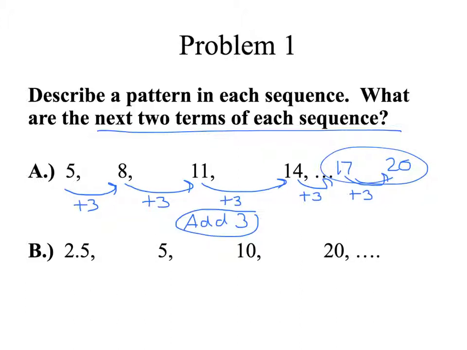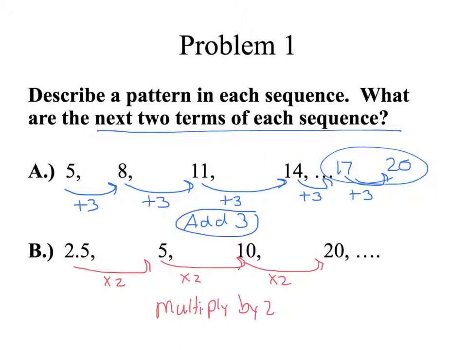Okay, part B. To go from 2.5 to 5, we multiplied by 2. To go from 5 to 10, we multiplied by 2. And from 10 to 20, we multiplied by 2. So the pattern would be multiply by 2. Okay, to find the next two terms, we multiply by 2 and we get 40. Multiply that by 2 and we get 80. That part, pretty easy, right?